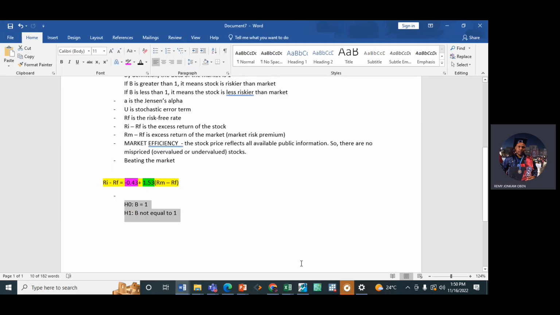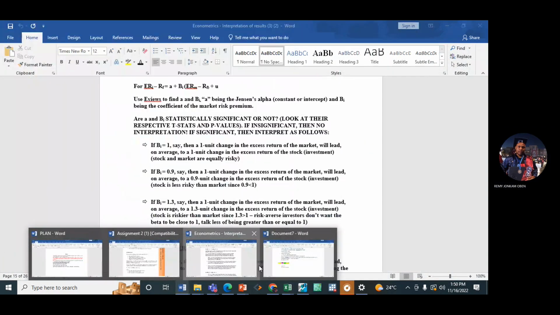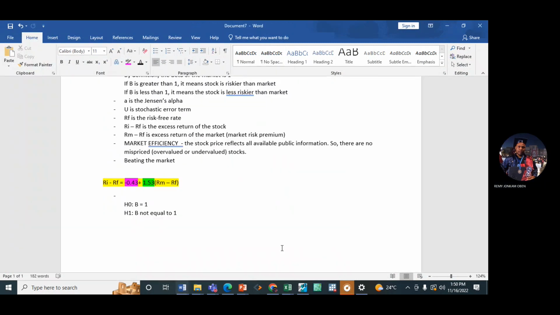What does it mean? It means at 5% level of significance, reject this null hypothesis. If the probability value is less than the significance level, you should reject. If the t statistic is greater than 2, you should reject. So for t statistic, in order for you to reject, it should be greater. For probability value, in order for you to reject, it should be less than. Don't get confused. So these probability values are less than 5%, right? So we should reject this hypothesis.